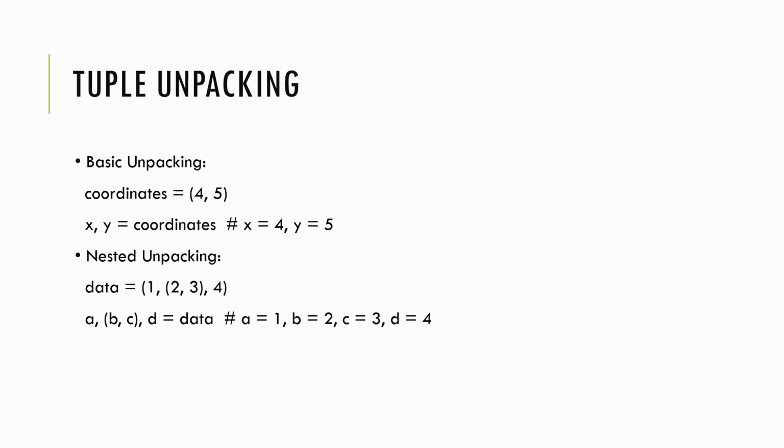One of the powerful features of tuples is tuple unpacking. You can unpack a tuple into individual variables. For instance, if you have coordinates = (4, 5), you can unpack it into x, y = coordinates. So x equals 4 and y equals 5. Tuples can also be nested, allowing for nested unpacking. For example, data = (1, 2, 3, 4) can be unpacked as a, b, c, d = data, resulting in a equals 1, b equals 2, c equals 3, and d equals 4.